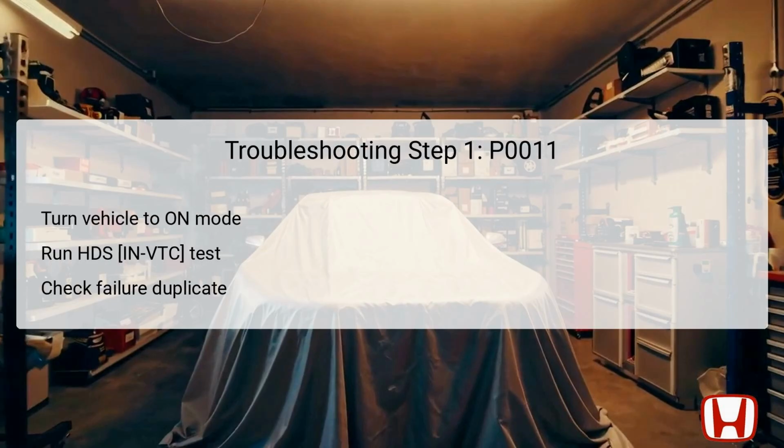The first step in troubleshooting the P0011 code starts with turning the vehicle to the on mode without starting the engine. This allows the Honda Diagnostic System, HDS, to conduct an in-VTC test, which specifically assesses the VTC system's operational status. If the HDS results indicate a failure, this confirms that the malfunction associated with the DTC is indeed duplicated, and further inspection is warranted.